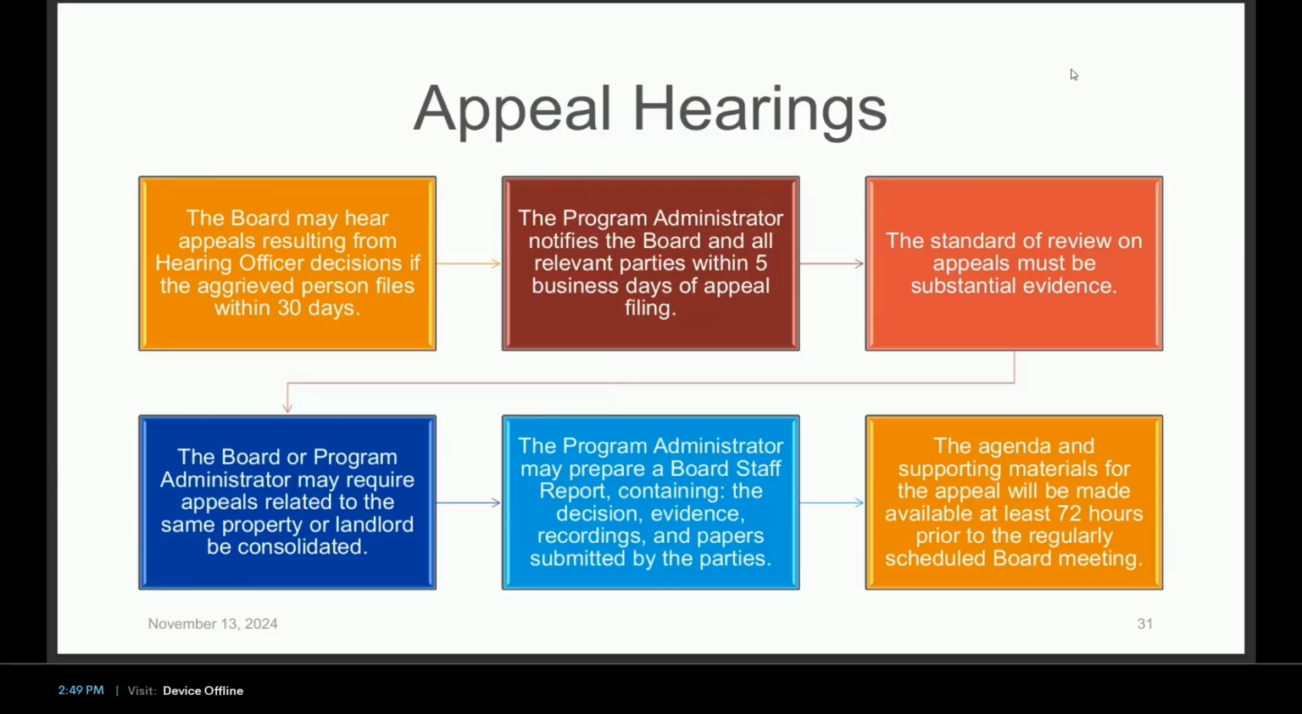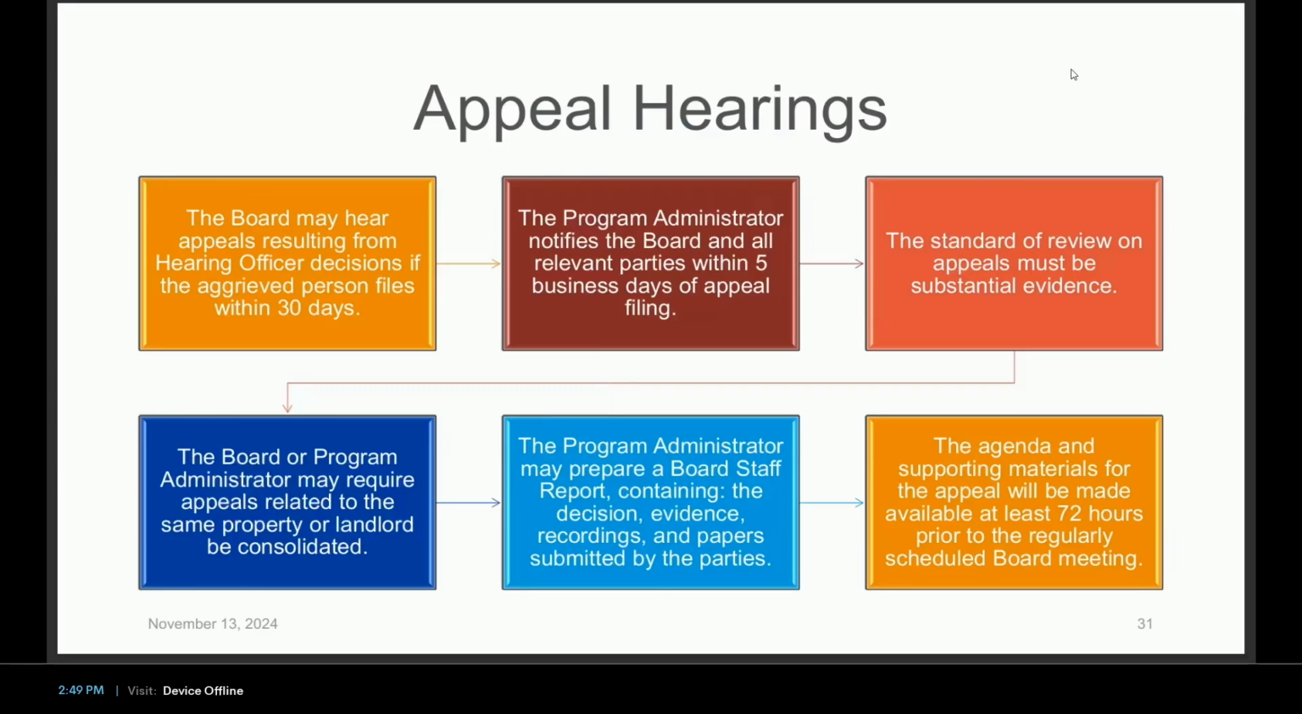So in the cases where there's multiple appeals, say there's multiple units with the same owner, the same property owner or landlord, the board or the program administrator can decide to consolidate all the appeals at once. And then it will streamline and avoid redundancy and extra work for you all.